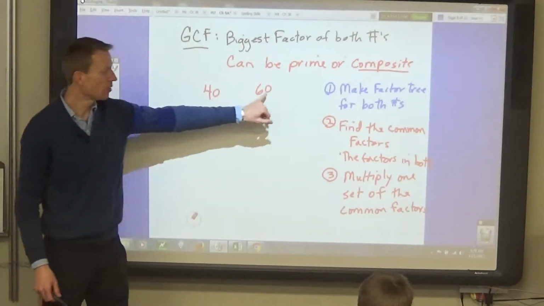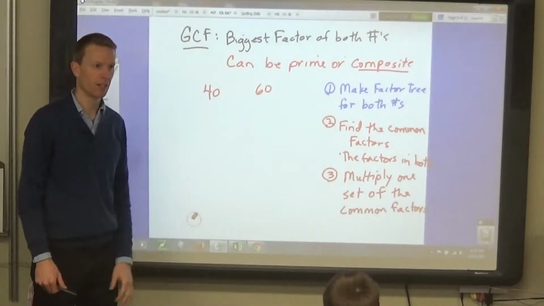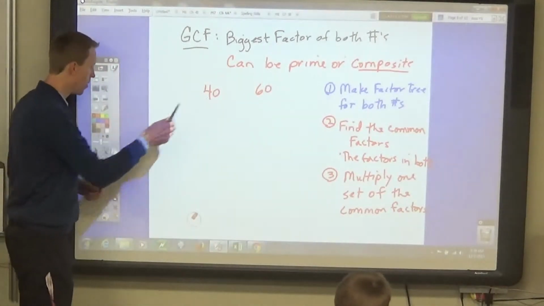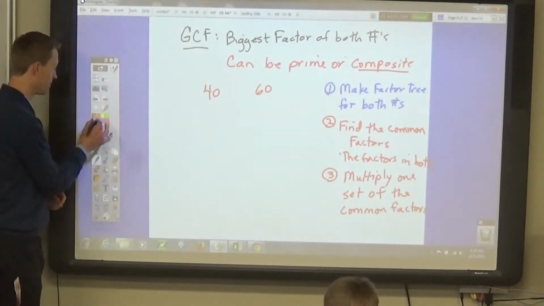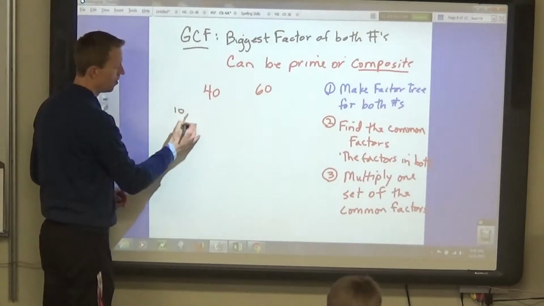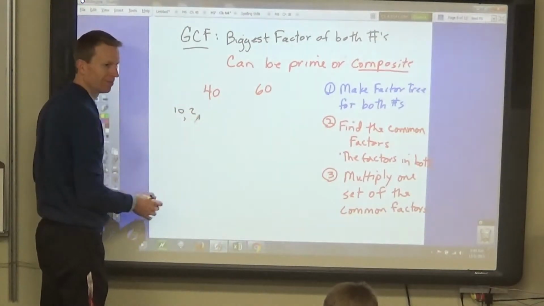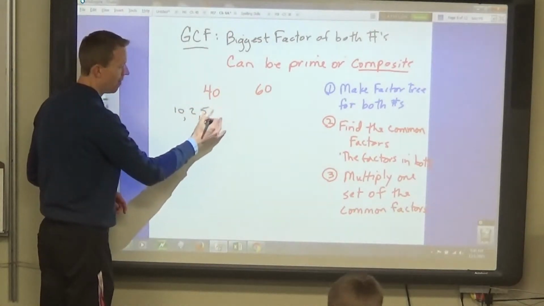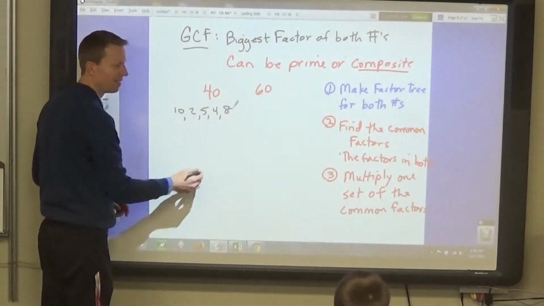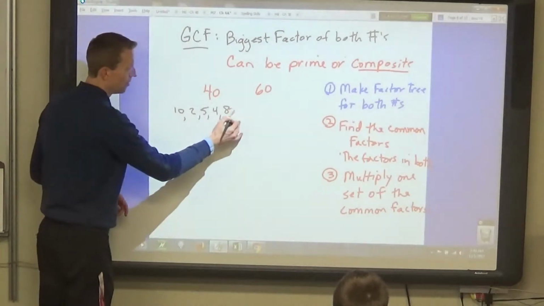Now, you might be able to find it just by looking at the numbers and knowing what the factors are. What are some numbers that go into 40? 10, 2, 5, 4, 8, 20.